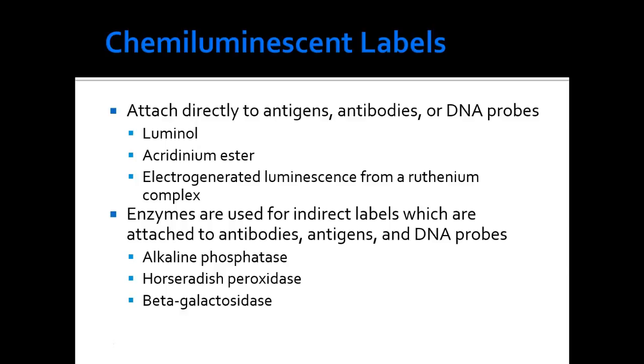You are going to have to be familiar with, and memorize, a couple of these. I always think horseradish peroxidase is really easy because people like to put horseradish on their sandwich. So that helps you kind of associate that one. Alkaline phosphatase we talked about in clinical chemistry, so that one's easier to memorize. Beta-galactosidase is a little bit tougher because that's not really a word that you've seen, but you do need to be able to recognize these as chemiluminescent labels.